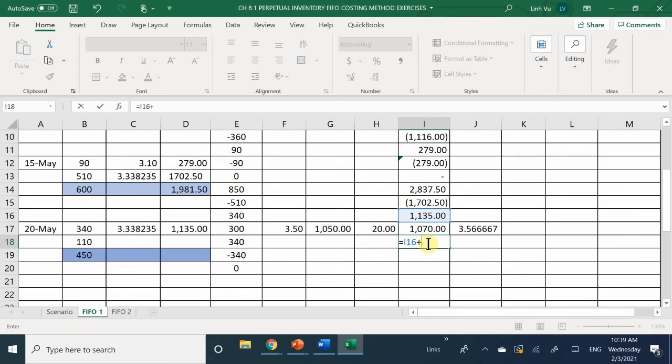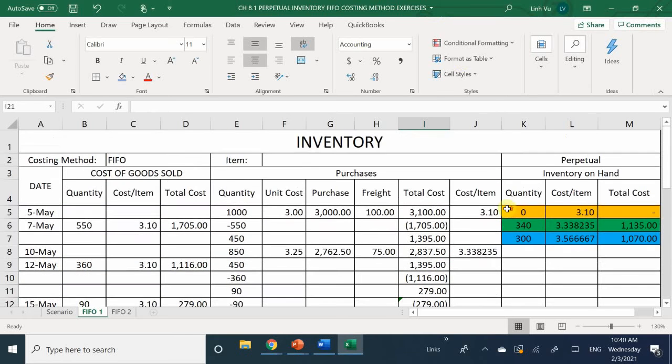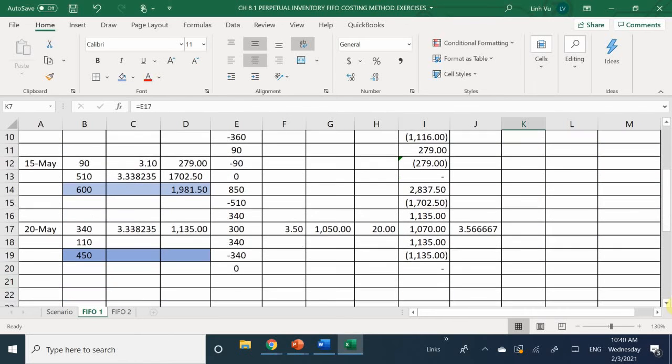Subtract out this total to give you 0. And now I'm going to come up to my inventory on hand, and I know I have 0. It's crossed out. It's gone. So now what I have left is just my blue batch, and I know from my calculation that I sold a total of 450 items.